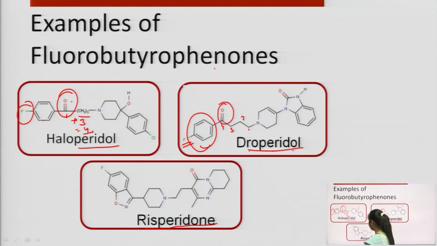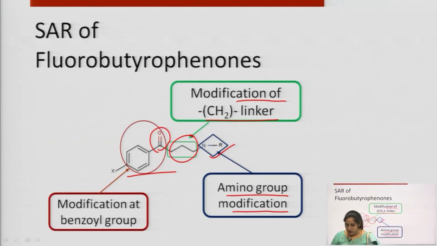Here again we can see in the case of risperidone, this phenyl, this carbonyl atom, that is being replaced by incorporating an oxazole ring and with a piperazine derivative. This is the structural example of risperidone.